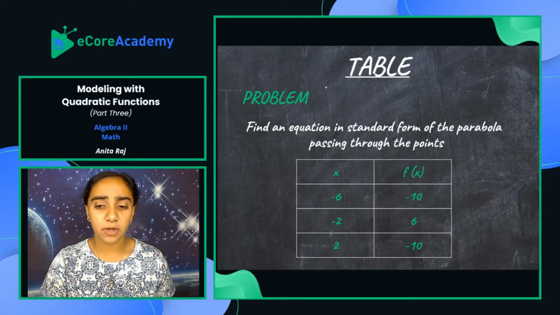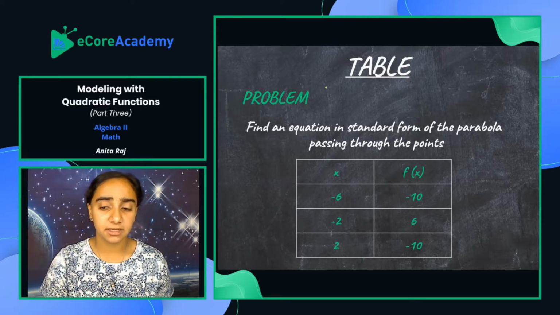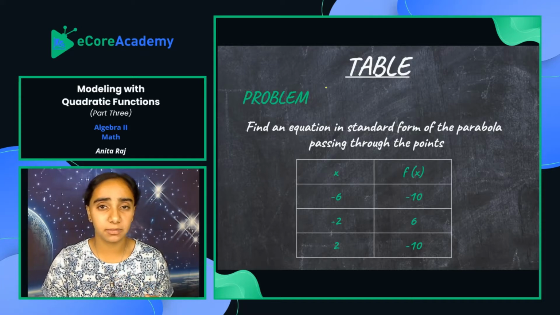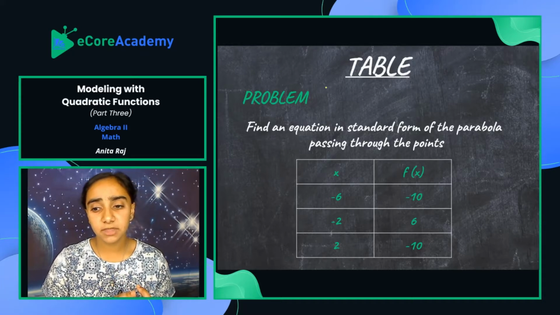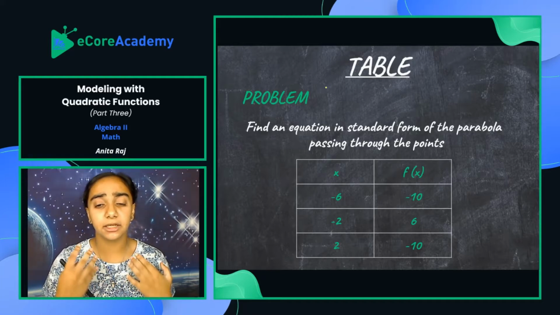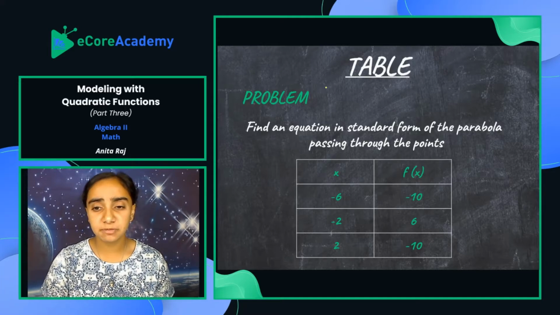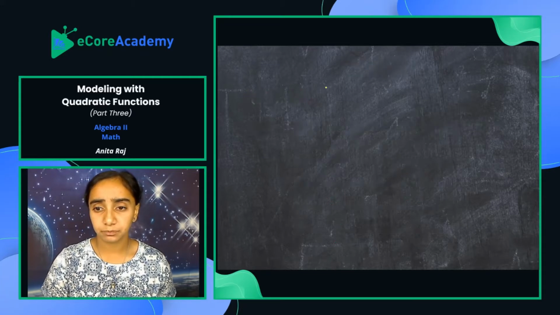So our first point that we've been given is -6, -10. Our second point is -2, 6. And our last point is 2, -10. That's just another way of reading this table by pairing these x and y coordinates together to make full coordinate pairs. So we've been given these 3 points, and we need to find the equation of a parabola in standard form that passes through these points. We've done this before, so let's just do it again. However, I'm going to be showing you a little bit different of a method to solving this.